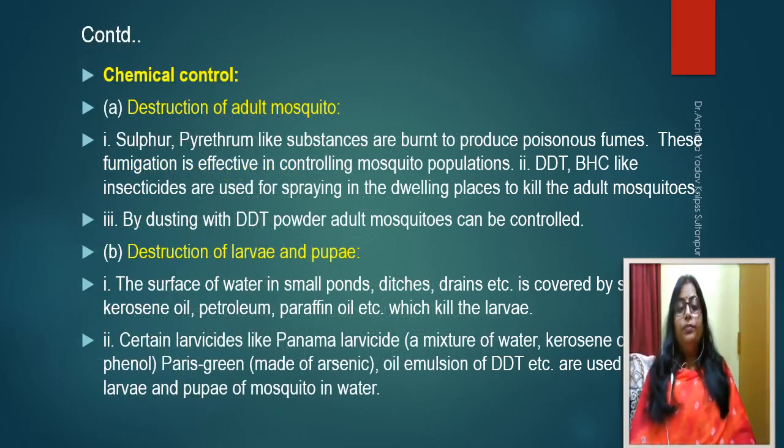Chemical control. For the destruction of adult mosquitoes, sulfur and pyrethrum-like substances are burned and they produce poisonous fumes for mosquitoes. These fumigations are effective for controlling the mosquito population. DDT, BHC-like insecticides are used for spraying in dwelling places to kill the adult mosquitoes. By dusting with DDT powder, the adult mosquito can be controlled.